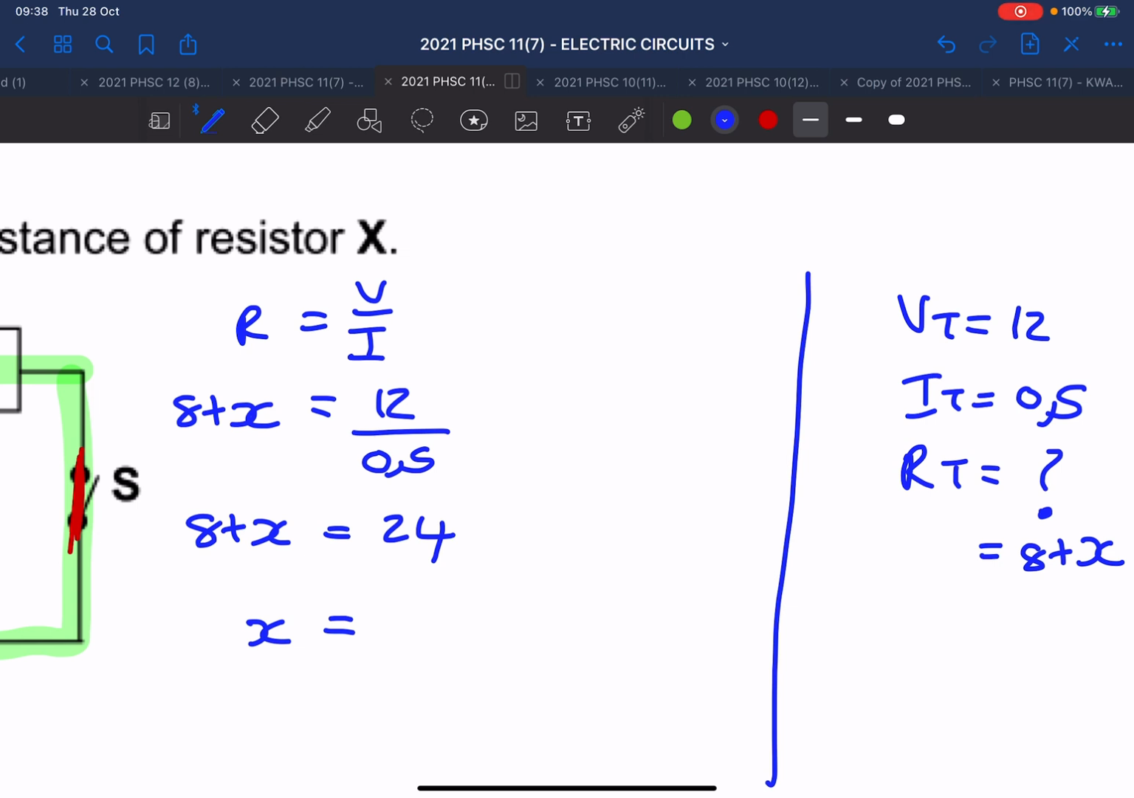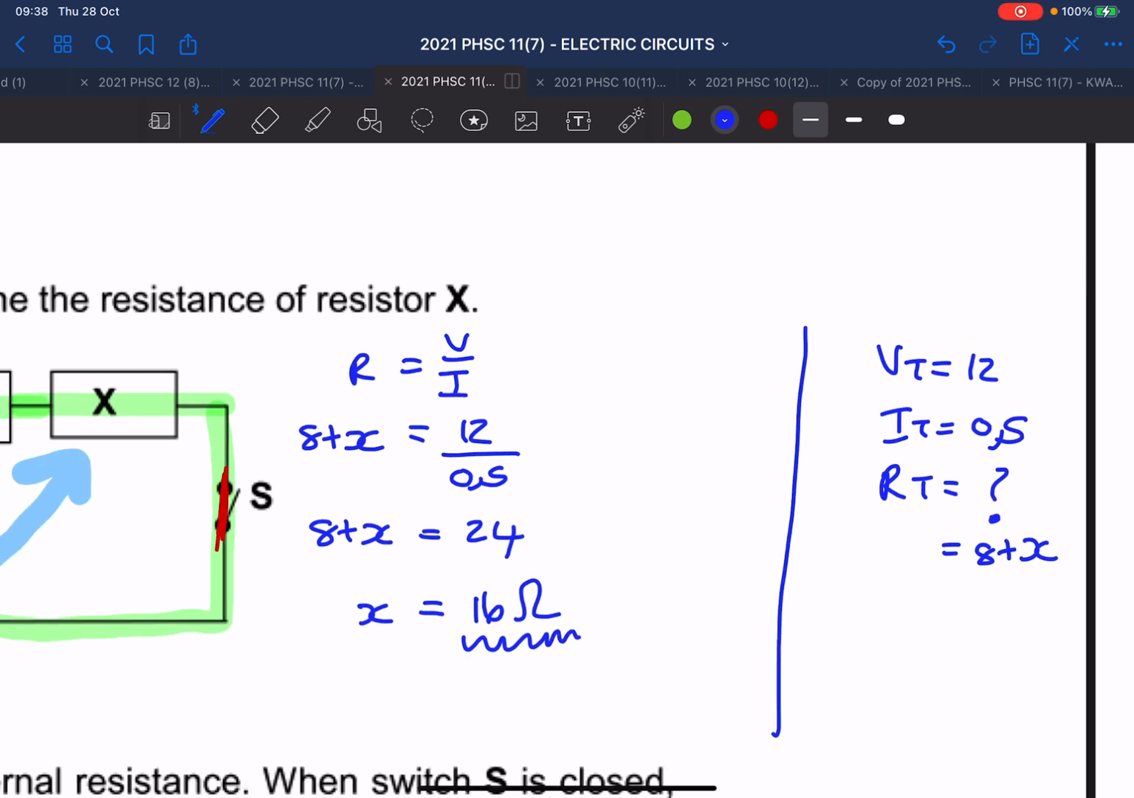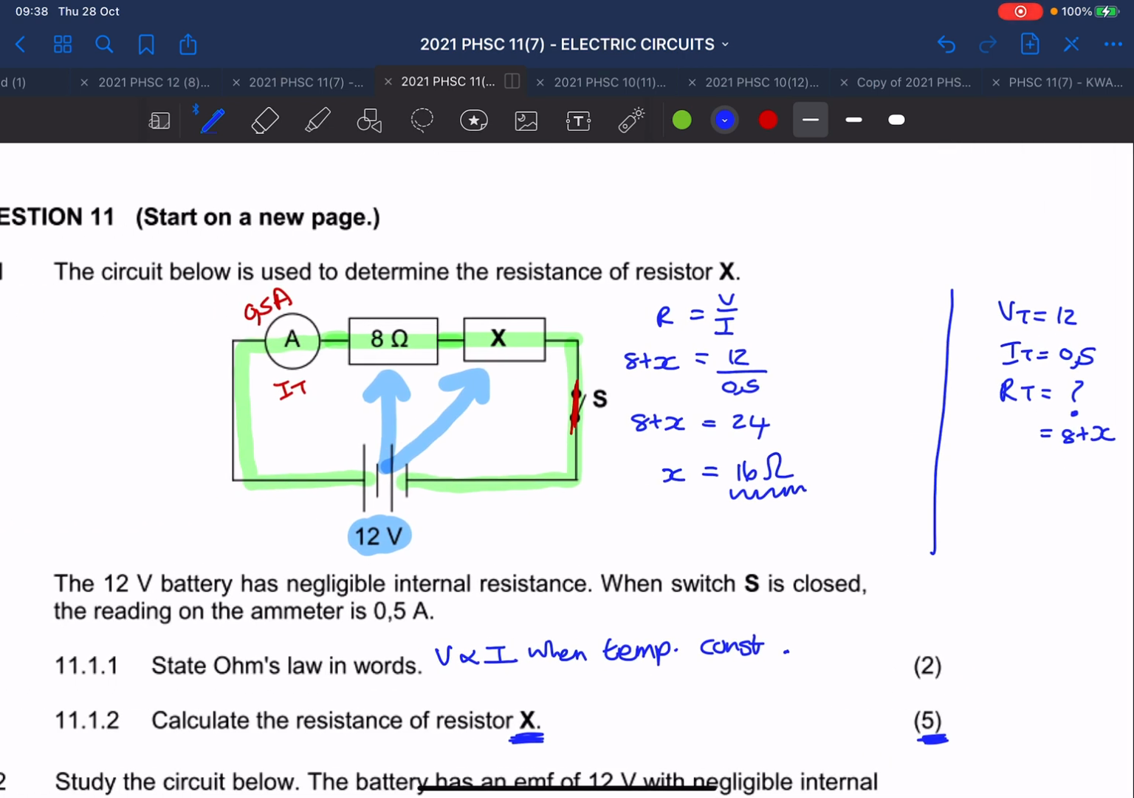Only in food. Alright, so x is equal to what? 16. Alright. Not too difficult. 5 marks for that.